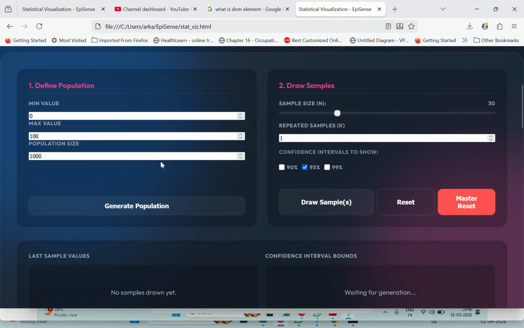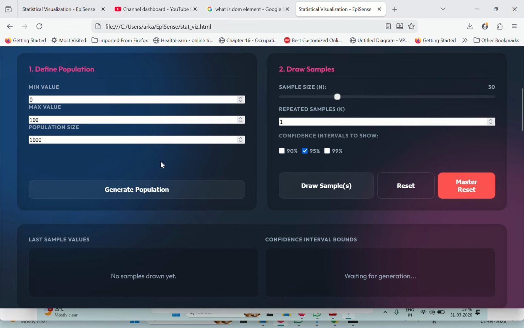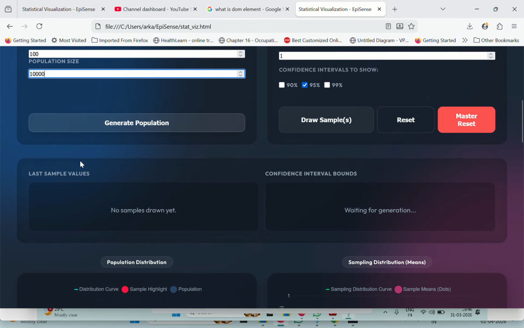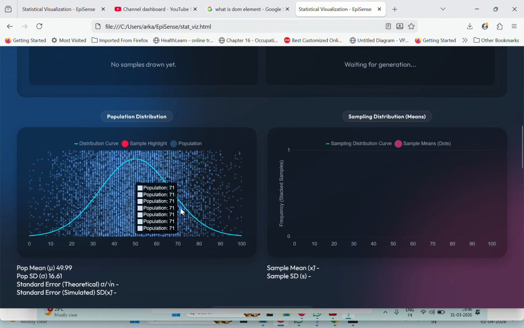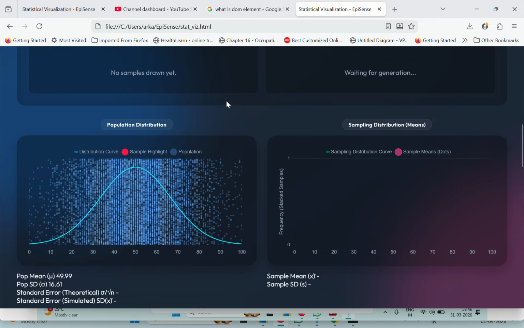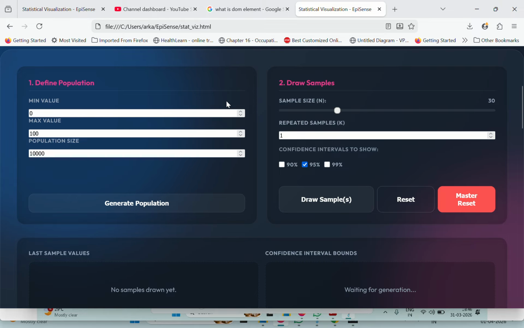To understand it intuitively and visually, first let's generate a population. So from minimum value 0 to 100, or you can change it based on your requirement. For the population, you can write 1000, 10,000 based on your will. Whenever you generate the population, you will get the population and its distribution. Next, from that population, if I want to draw some sample, I can select the sample size from 30, 40, 50. So let's start with 30 or let's start with 40 as per your choice.